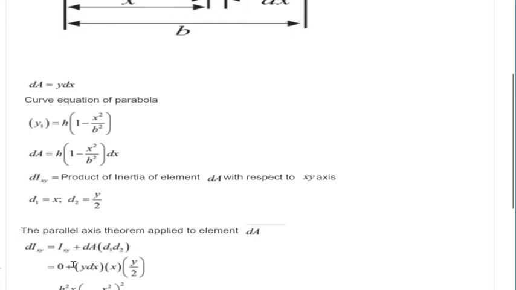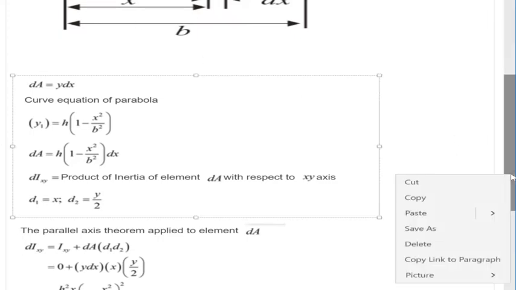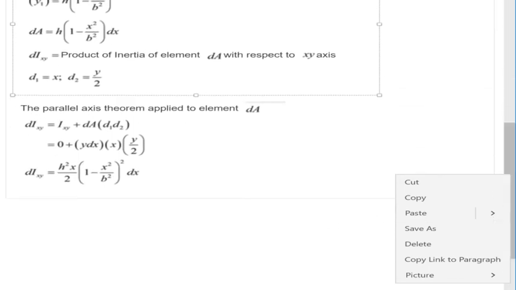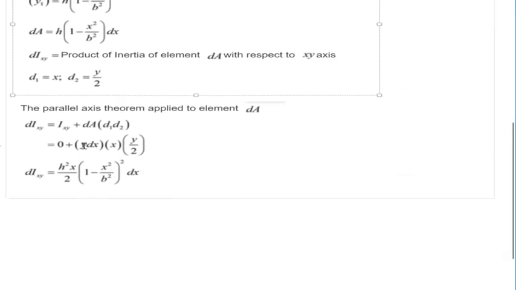Why do we use dA instead of A? Because we're talking about this differential area segment and not about the whole area of the parabolic segment. So now we have y dx times x times y over 2 that come from here.